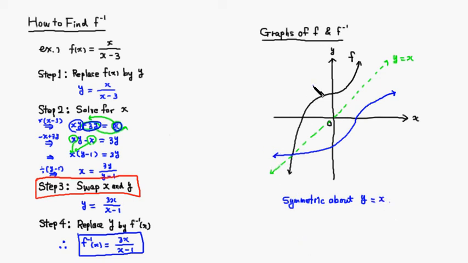So if you know the graph of the original function, then you can easily sketch the graph of the inverse function without even knowing their formula. All you have to do is reflect the graph about the line y equals x. And this comes from the fact that we're basically switching x and y. All right, that's it. I hope that this was clear.